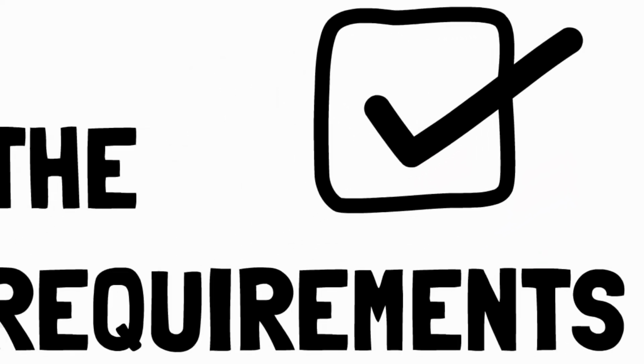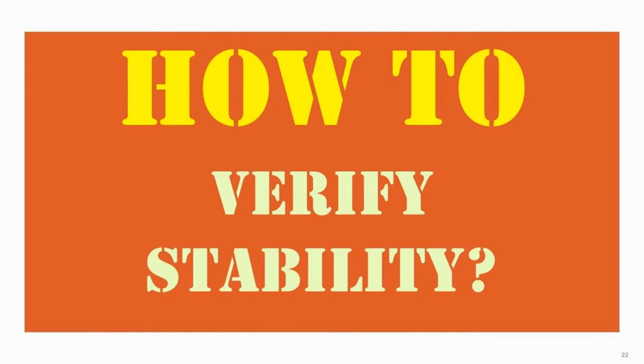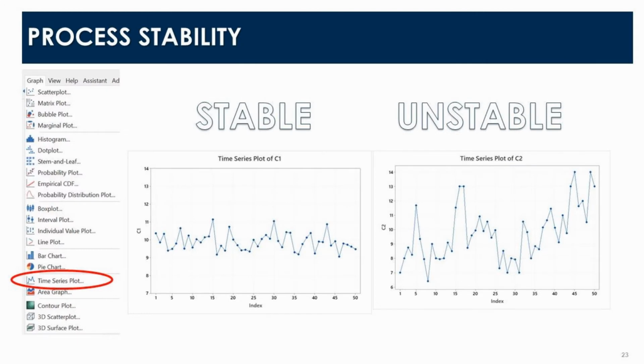There are 2 requirements. Before we start the capability analysis, we need to review process stability and normal distribution. How do we verify process stability? Well, pretty easy. We make a chart that we can do in Minitab or in Excel, and we verify that the values are stable. Stable doesn't mean that we have high or low variation. Stable means that we have uniform variation, as we see here.